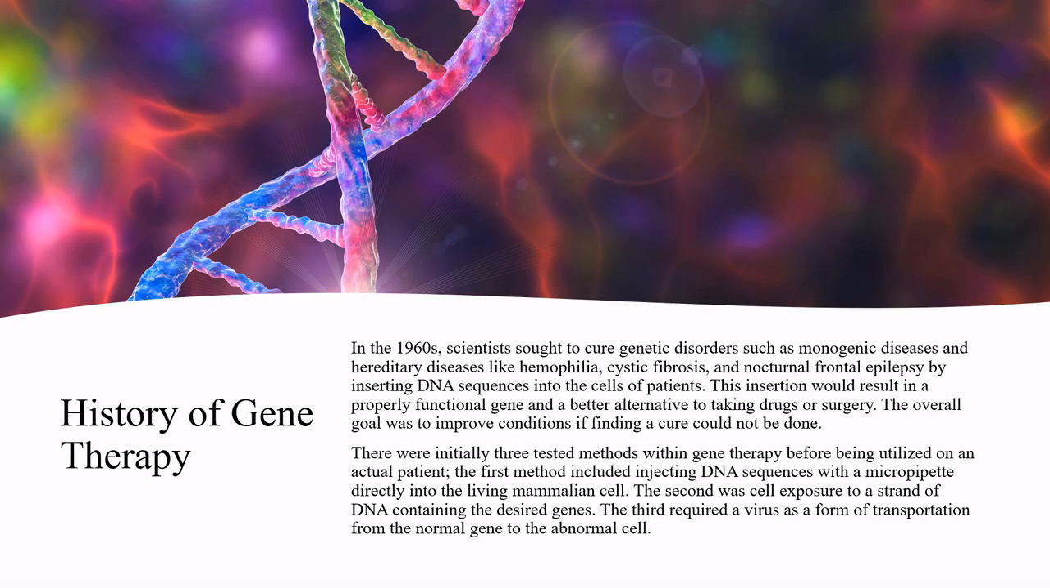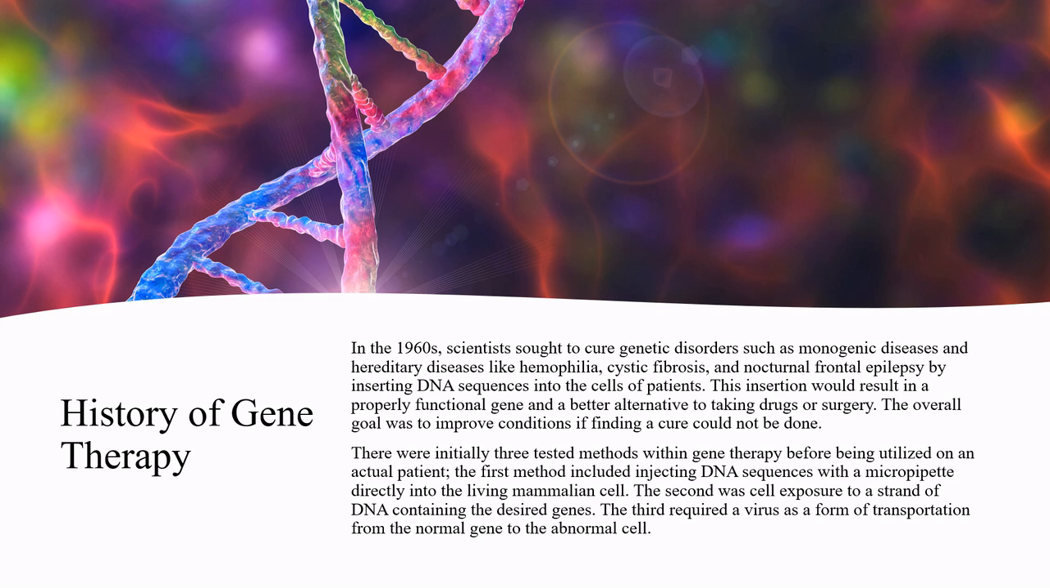In the 1960s, scientists sought to cure genetic disorders such as monogenic diseases and hereditary diseases like hemophilia, cystic fibrosis, and nocturnal frontal epilepsy by inserting DNA sequences into the cells of patients. This insertion would result in a properly functional gene and a better alternative to taking drugs or surgery. The overall goal was to improve conditions if finding a cure could not be done.